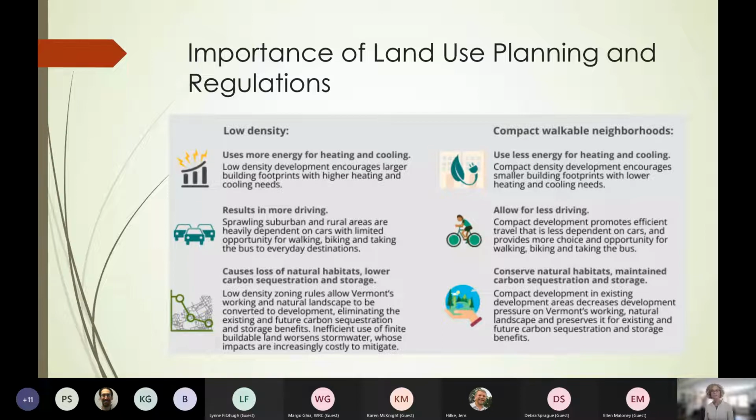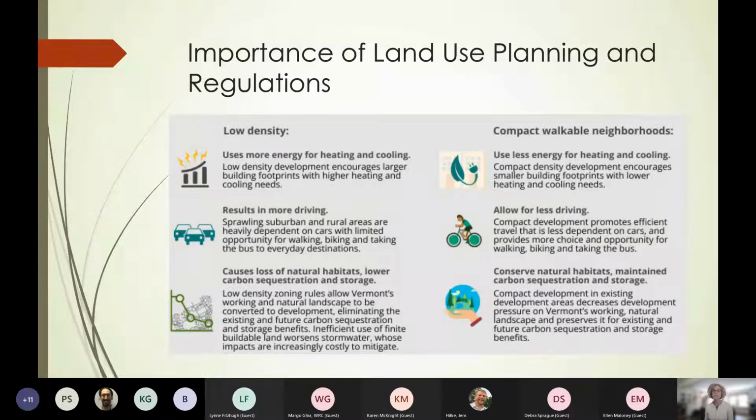The difference between low density and high density is, low density development uses more energy for heating and cooling because it tends to encourage larger building footprints with higher heating and cooling needs. It tends to put people out in somewhat sprawling suburban areas, which results in more driving, less access to public transportation or walking and biking, and results in the loss of nature, the loss of forests, the loss of natural habitats, and the corresponding carbon sequestration and storage.